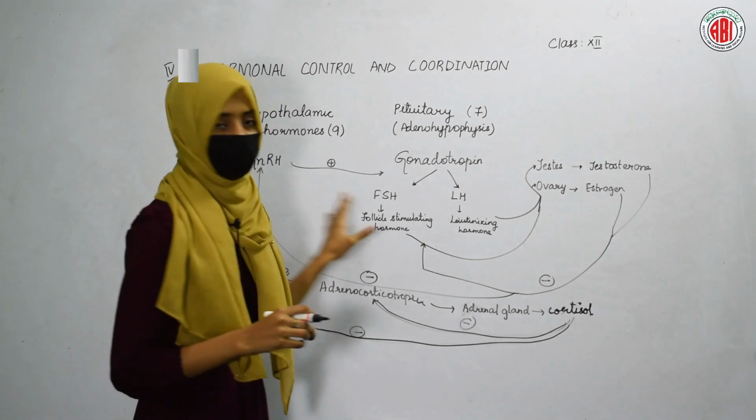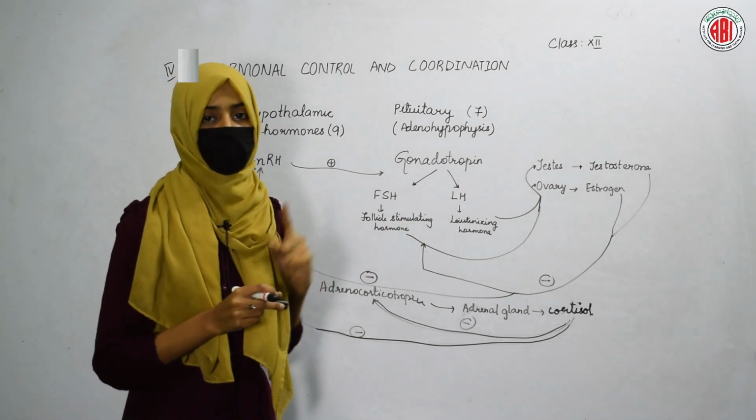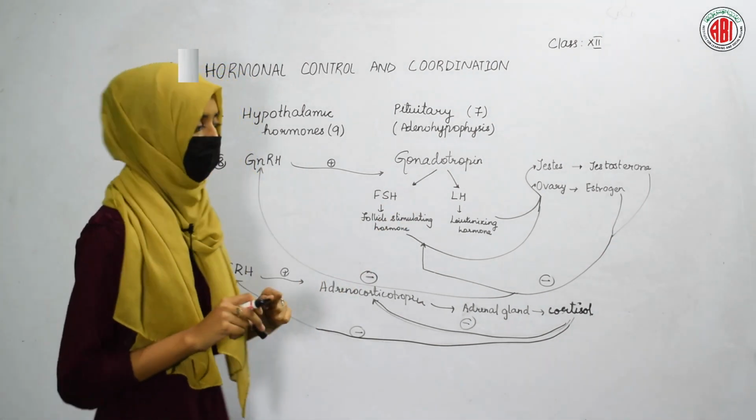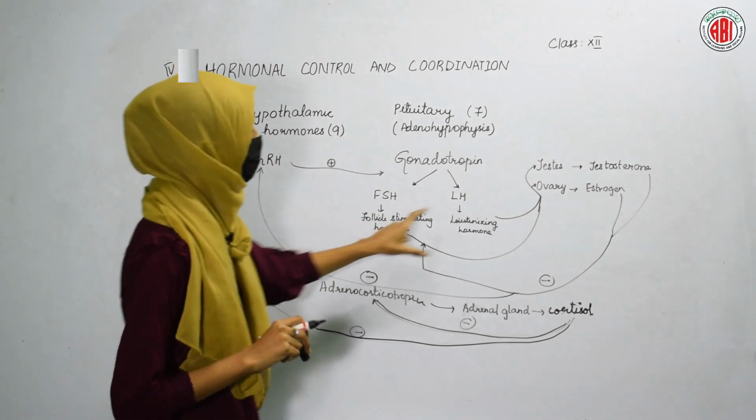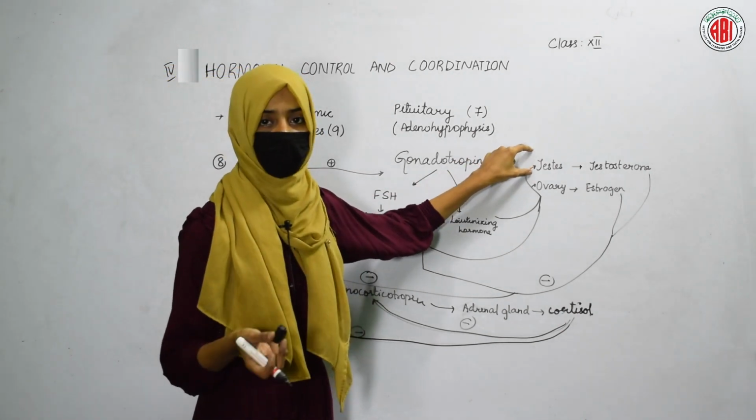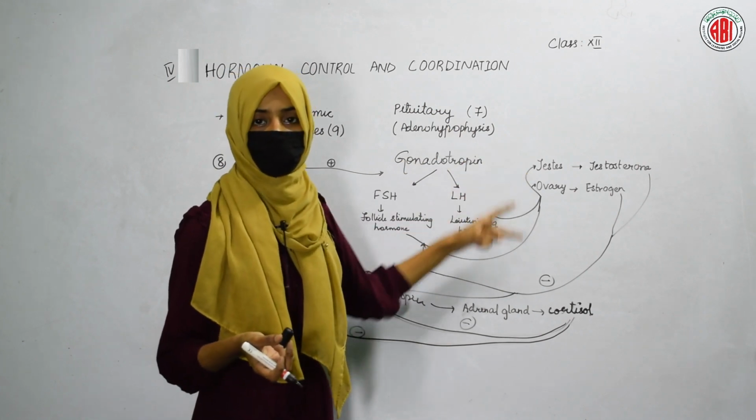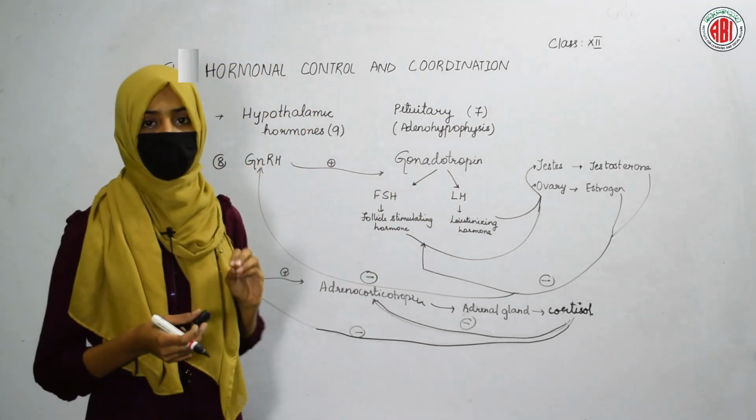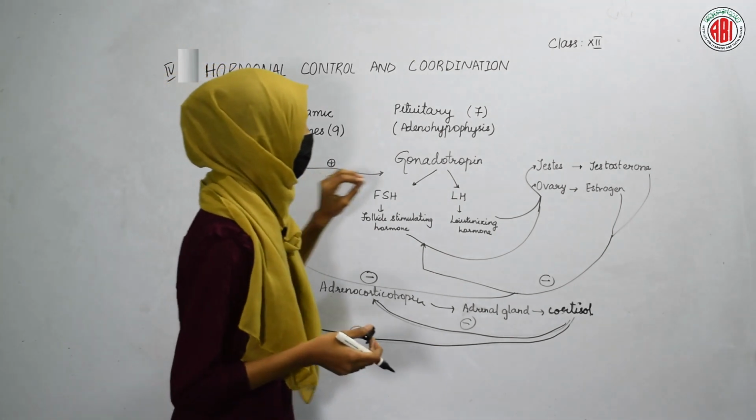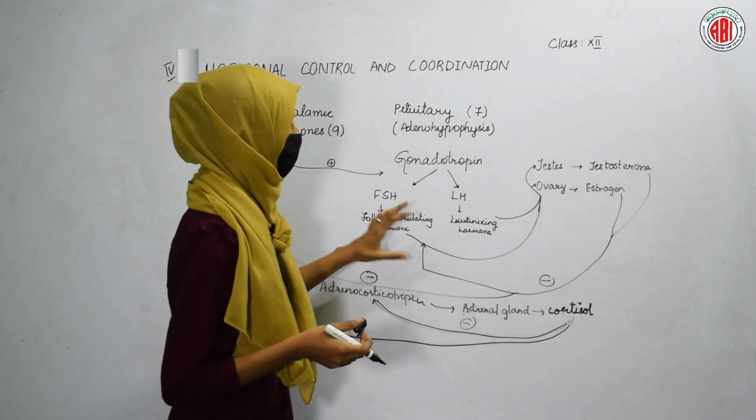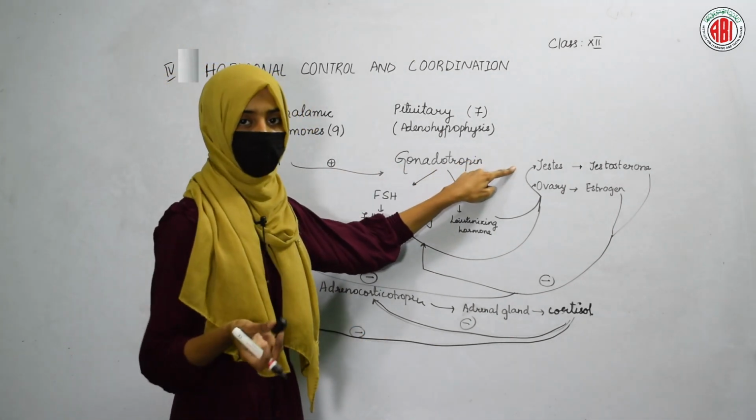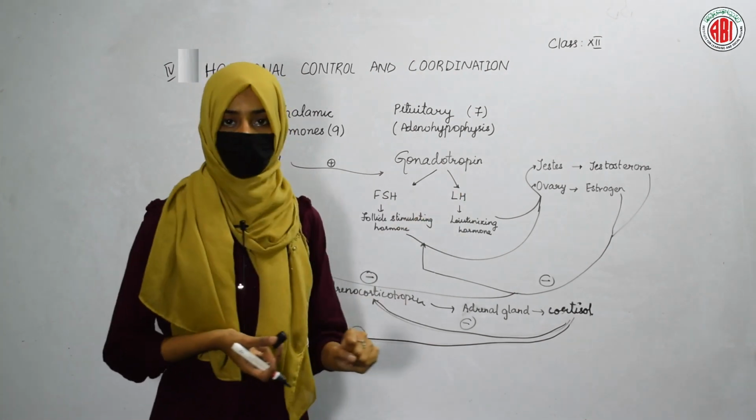So these 2 hormones, when they enter into the blood, are going to reach the target organ. So these 2 hormones reach the testes in the males, and they reach the ovary in the females. These 2 are the reproductive parts that are present in the body of a human. Testes are the male reproductive parts and the ovary are the female reproductive parts.